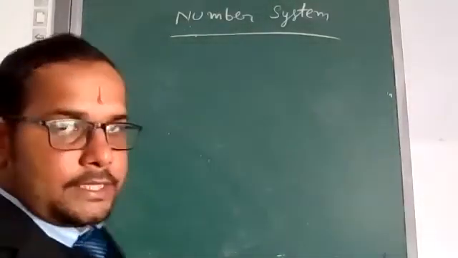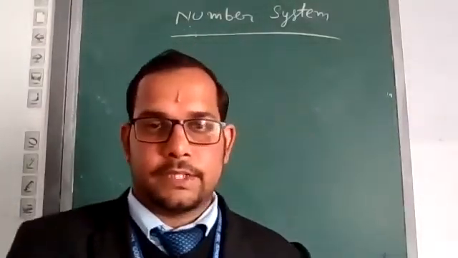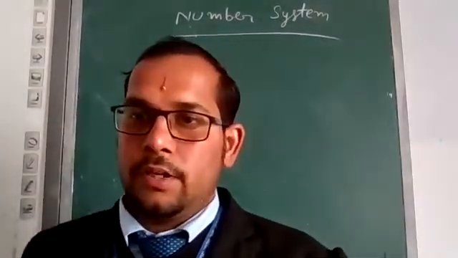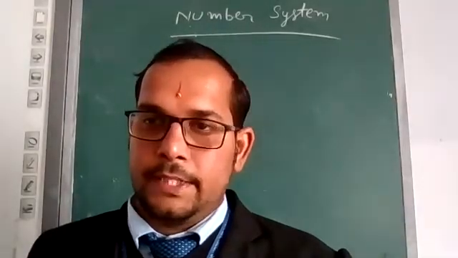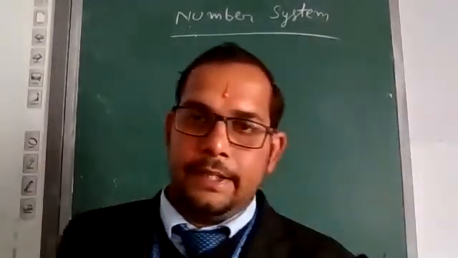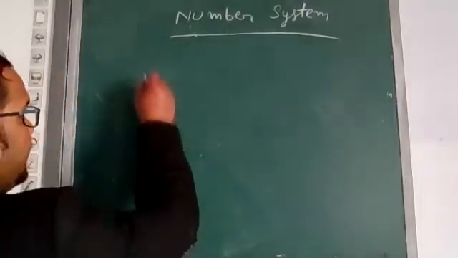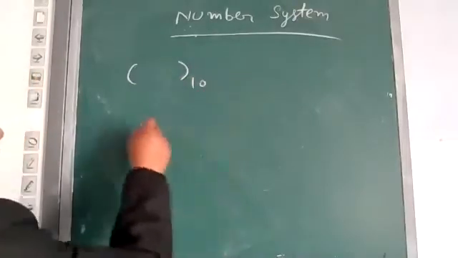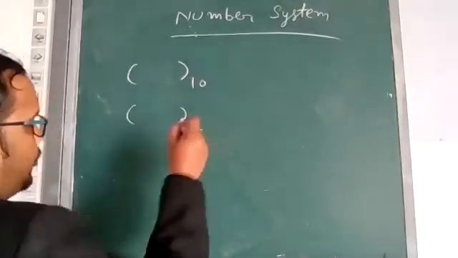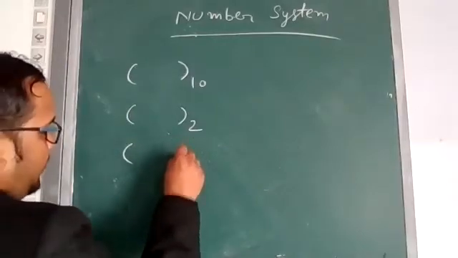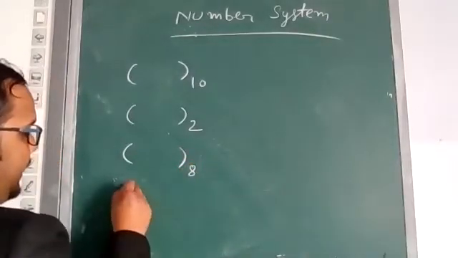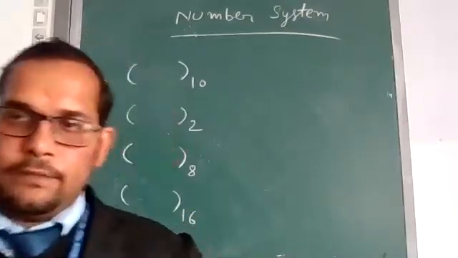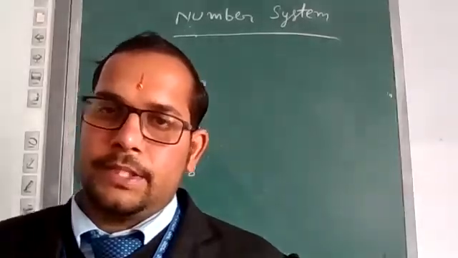In number system, we have 4 different kinds of number systems: decimal, binary, octal and hexadecimal. The decimal number system has base 10, the binary number system has base 2, the octal number system has base 8, and the hexadecimal number system has base 16. So we have a total of 4 number systems.